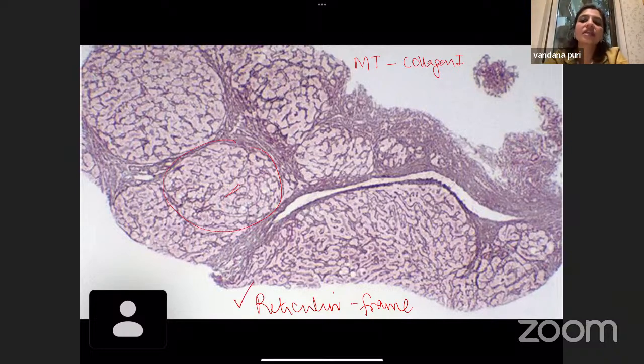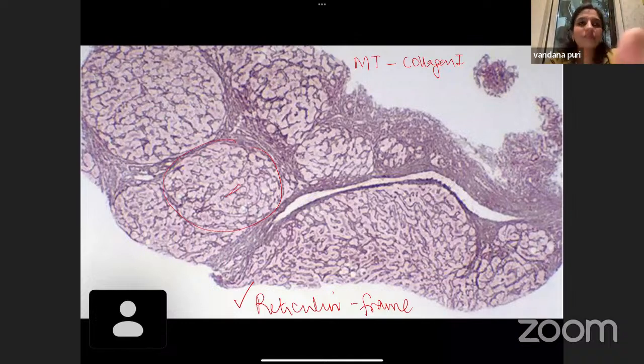That is why in cases of liver biopsies, reticulin is preferred, because it identifies collagen type 3 and 4, so it identifies both framework as well as fibrosis. Whereas Masson's trichrome will usually identify collagen type 1 predominantly, but it can identify collagen 3 also, but predominantly collagen type 1, so it can only pick up fibrosis.